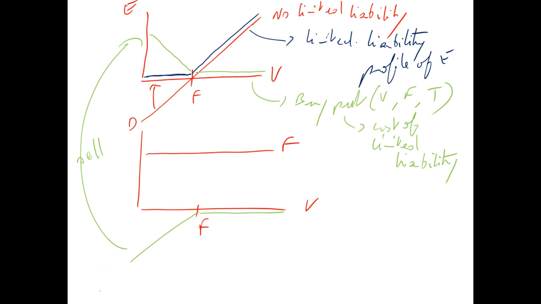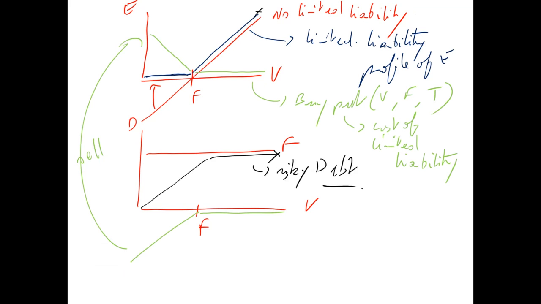Okay, you sell the put to the equity holders. And as you sell the put to the equity holders, the profile that you have now is like that. Okay, and we are back to the initial situation of the equity holders with limited liability and the debt holders with risky debt.